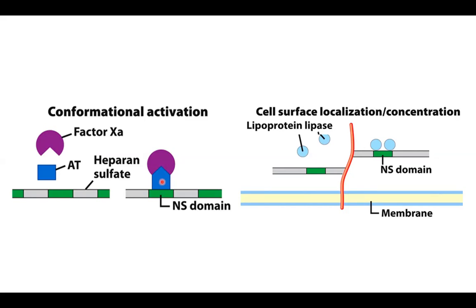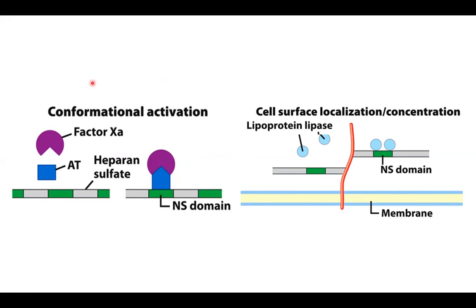Because the activity of AT is increased, and the whole point of antithrombin is to block coagulation factors, my NS domain isn't touching my coagulation factor directly. It's just promoting the action of AT, and the action of AT is to block coagulation factors. Okay, does that make sense? Yeah.